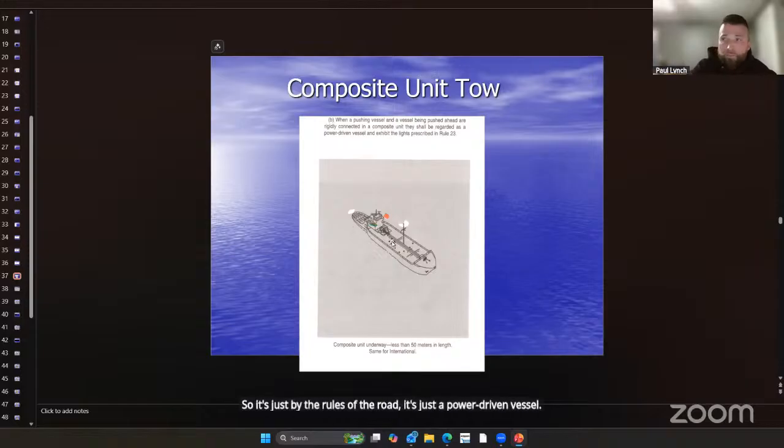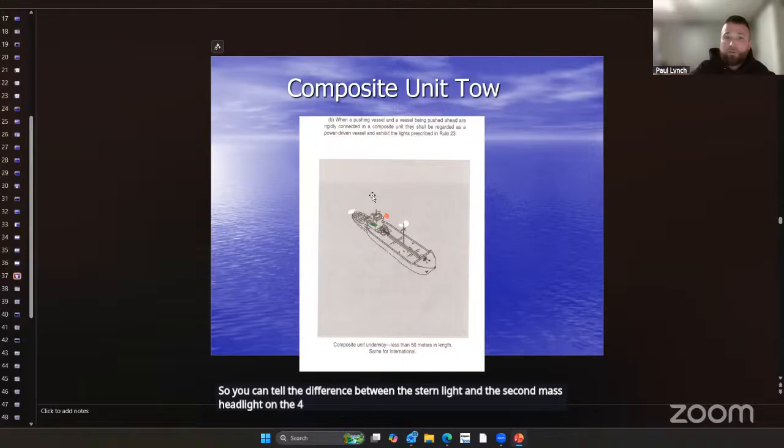And in this diagram, it's less than 50 meters in length, but greater than 12 because I only see one mast headlight, side lights, and a stern light. But if it was greater than 50 meters in length, then I would see another mast headlight over here, and it would have to be higher. So you can tell the difference between the stern light and the second mast headlight on the fore and aft center line of the vessel.